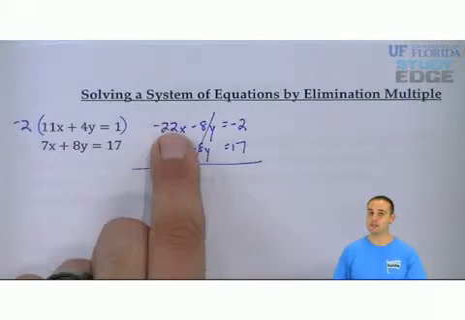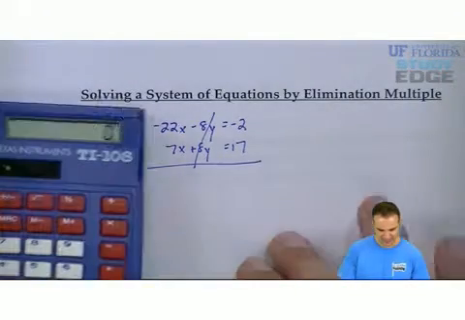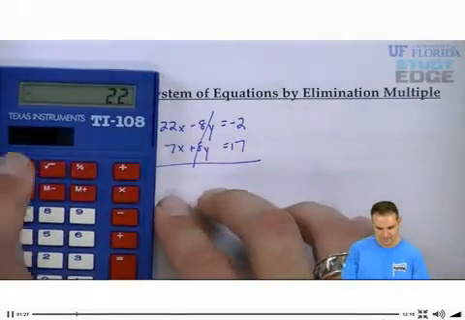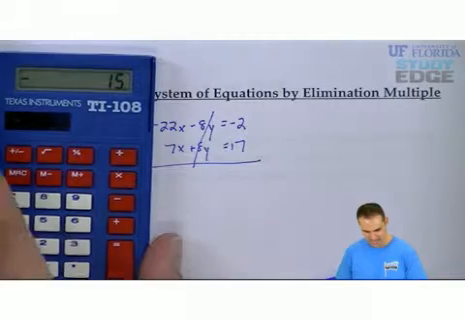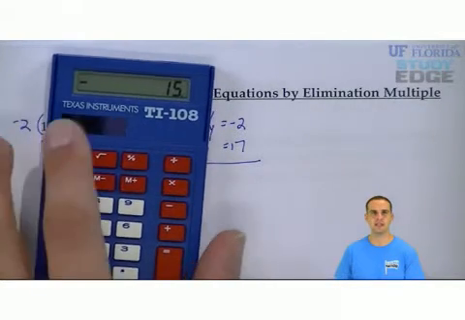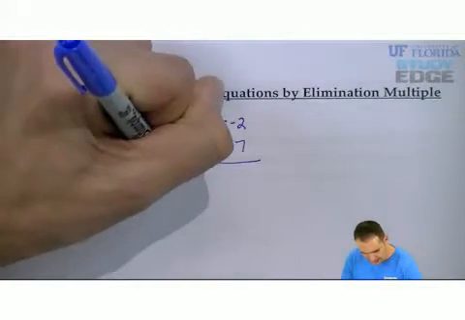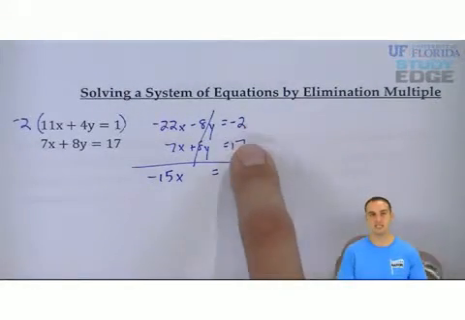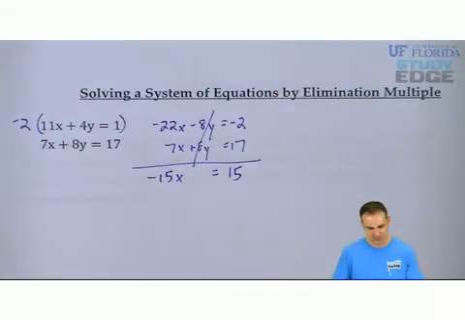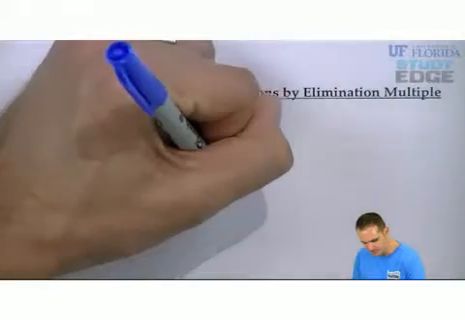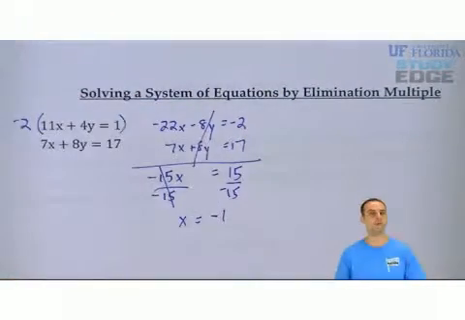Now we finish solving. Negative 22x plus 7x. Let's break out that calculator. 22, make it a negative, add 7 to it, and I get negative 15. Negative 15x equals negative 2 plus 17, or 17 minus 2 is positive 15. Divide both sides by negative 15. Those simplify, and x equals negative 1.